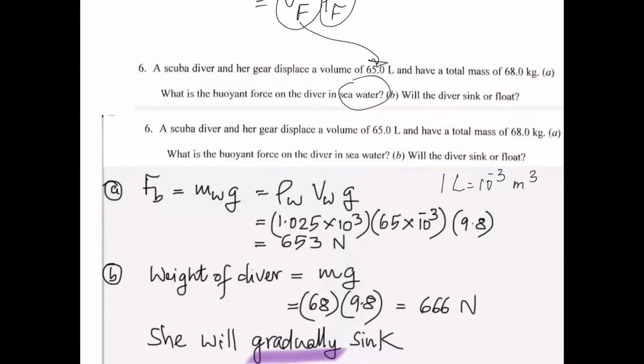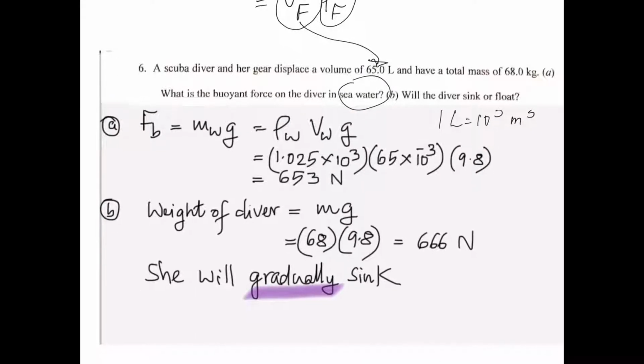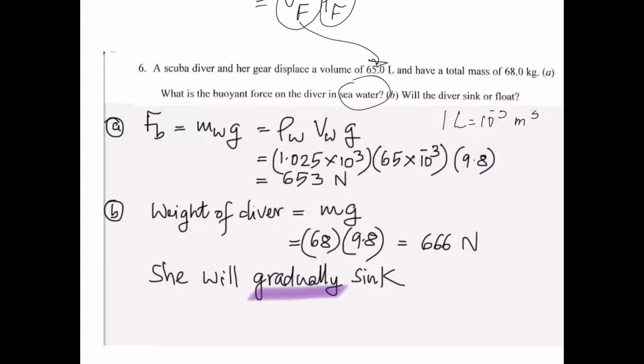And part B says, will the diver float or sink? Here's the answer. What's the weight of the diver and her gear? 68 times 9.8, which is 666 newtons. So the weight of the diver and her gear is more than the maximum buoyant force, and therefore she will gradually sink. Why gradually sink? You see that these two numbers are really close to each other.